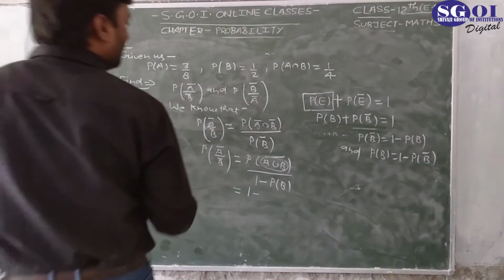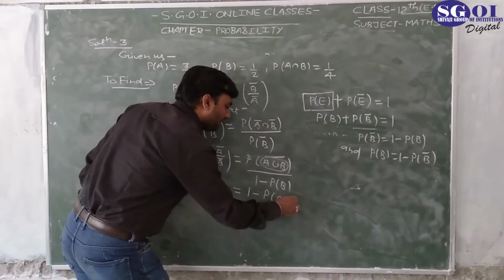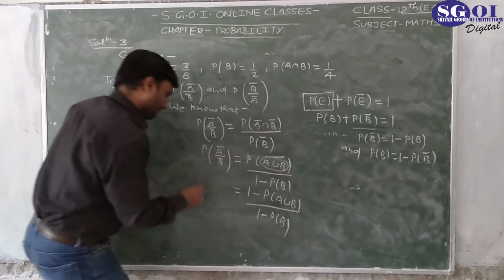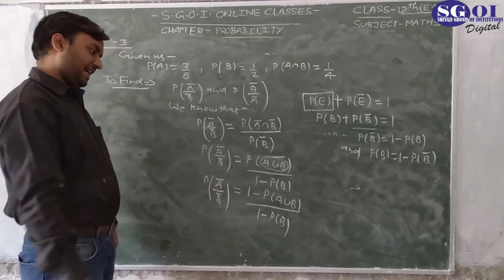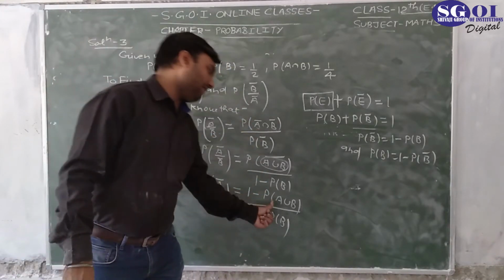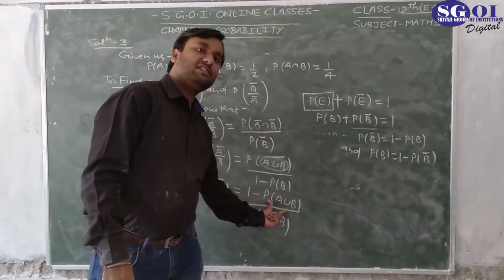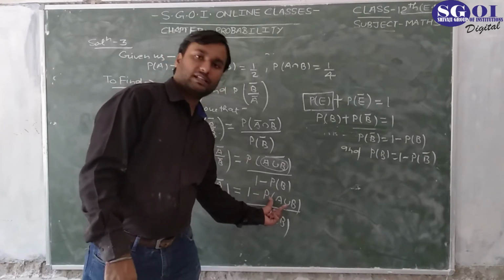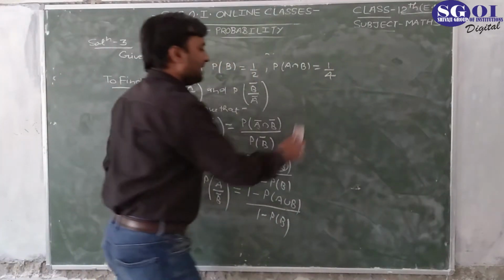So we can write probability of (A union B) bar is equal to 1 minus probability of A union B, upon 1 minus probability of B. This is the value of probability of A bar upon B bar. Now, here is a problem. I have the value of probability of B, but I don't have the value of probability of A union B. But I will use the formula of probability of A union B in this portion. So what is the formula of probability A union B?